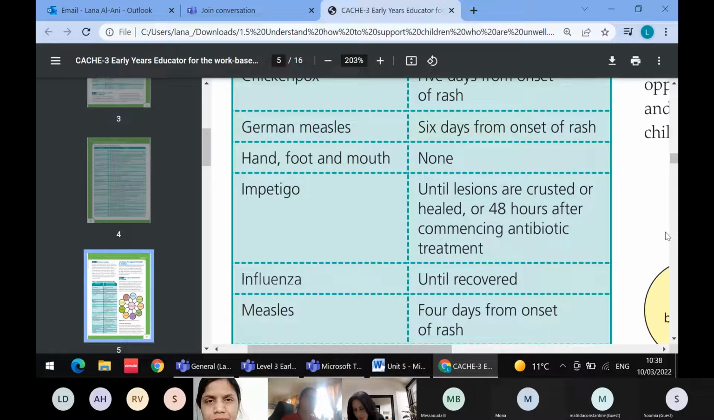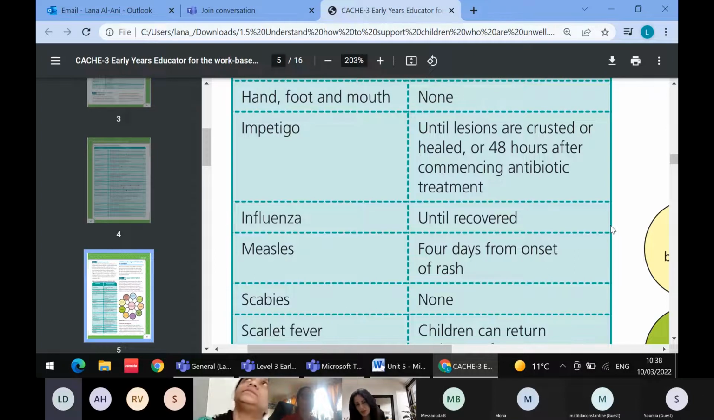How about influenza? Until recovered. Yeah, exactly, because it could be a long time, could take a very short time. It depends on the body and how the children fight the influenza. So it could take until the child recovers. How about measles? 4 days.